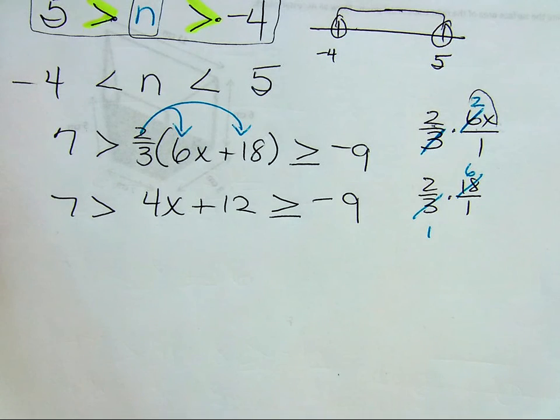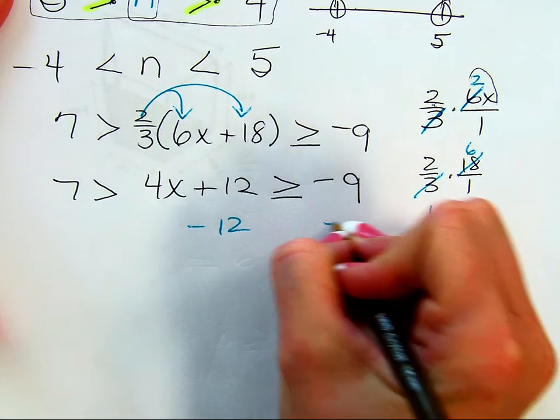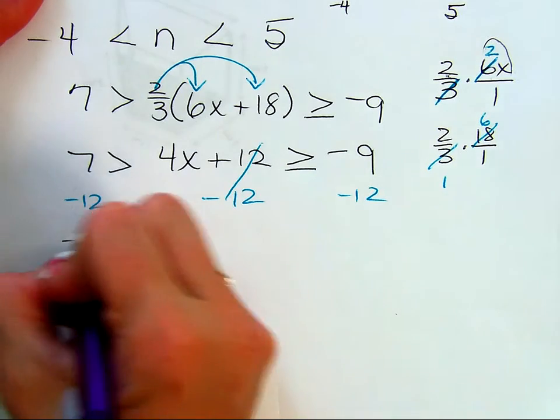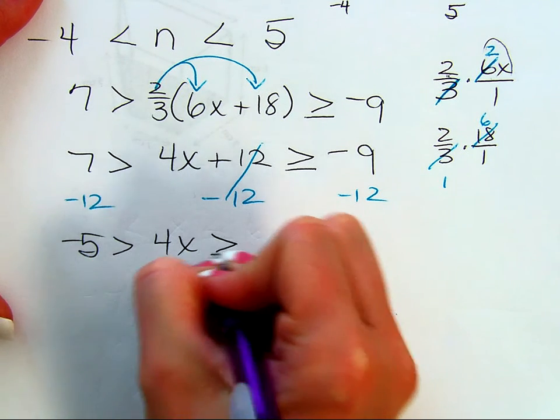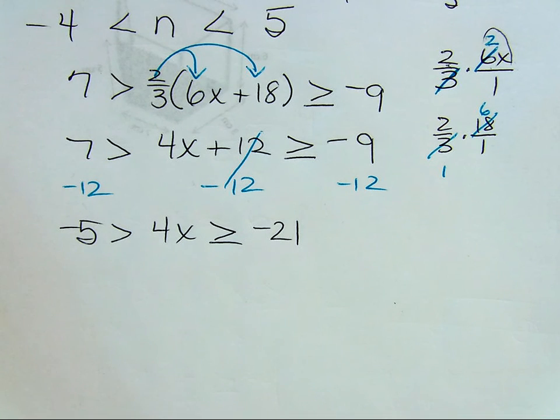Okay, so once you distribute, now it's just a good old regular two-step equation that you guys know how to do. Subtract 12 from both sides. That leaves you with negative 5 is greater than 4x, which is greater than or equal to negative 21. And you know what? This is a perfect example. Sometimes your answers aren't nice, pretty, neat little whole numbers. Sometimes they don't go evenly.